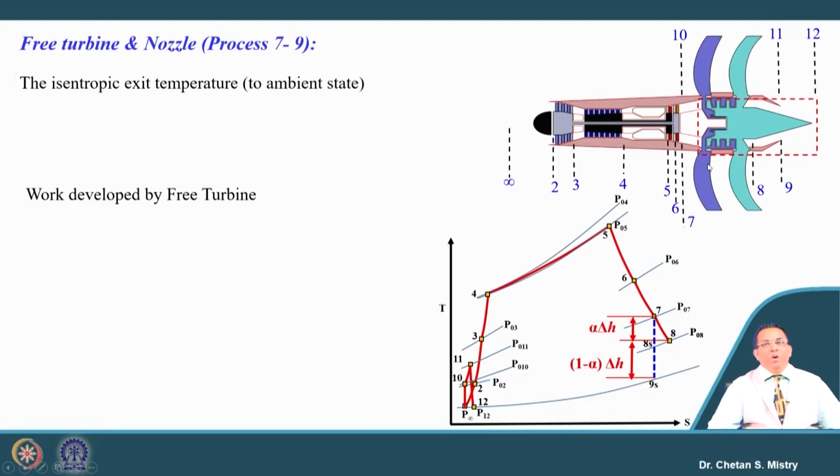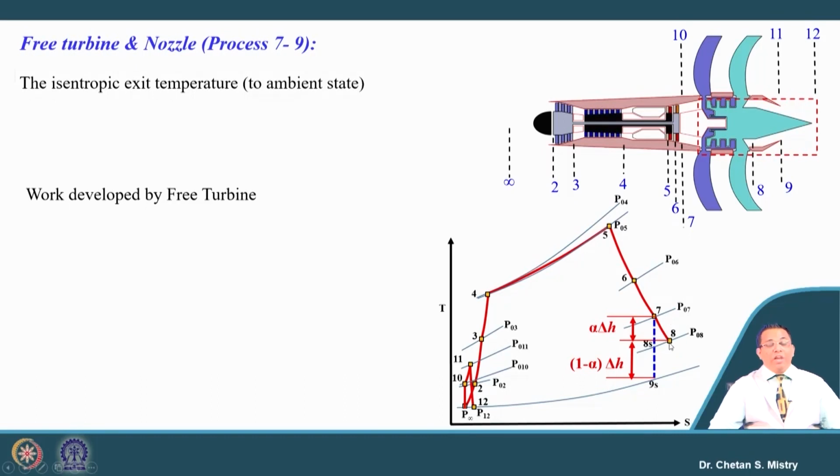The exit station from my LP turbine is, say, station 7, and the exit of my free turbine, or power turbine, is station 8, and station 9 represents my nozzle. So, if you recall, we have discussed this kind of configuration when we were discussing the turboprop engine. Here in this case we do not have information in terms of propeller configuration.